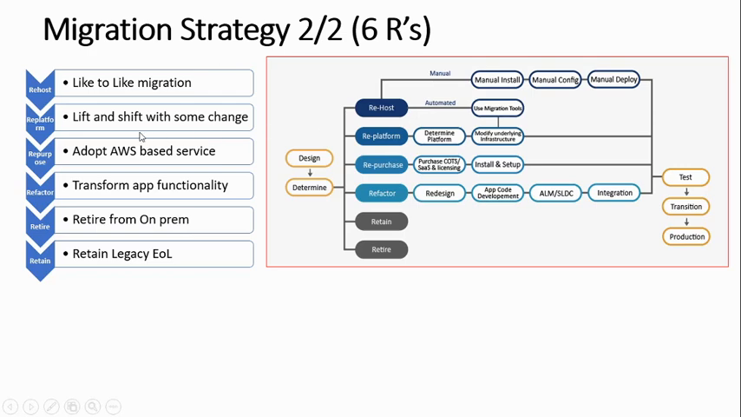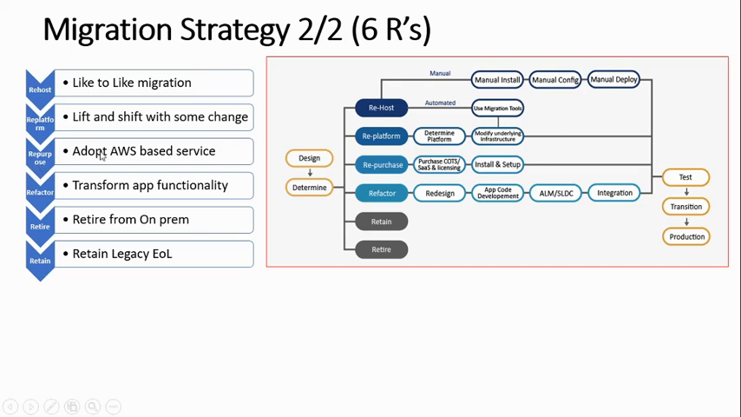Replatform. I'm changing from on-prem to cloud. It's called lift and shift with some change. That means I have something on Windows and I'm changing the platform of the OS. Maybe I have something on Unix and I'm making it AIX. So replatform is determining the platform where you want to put your existing application and modifying the underlying infrastructure. Only thing you're changing is the platform.